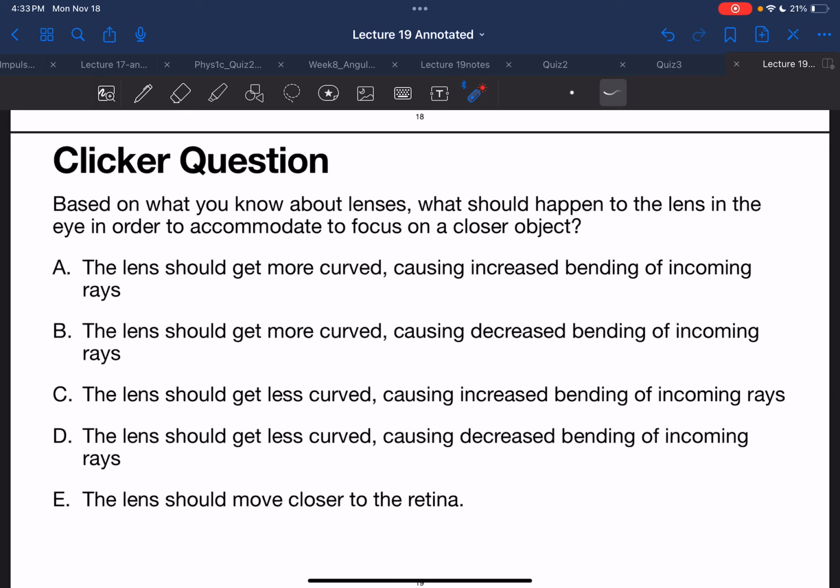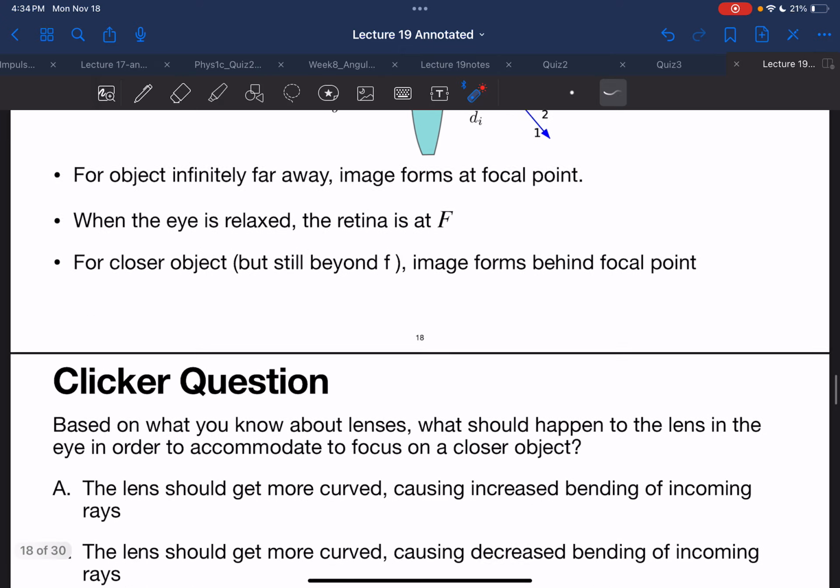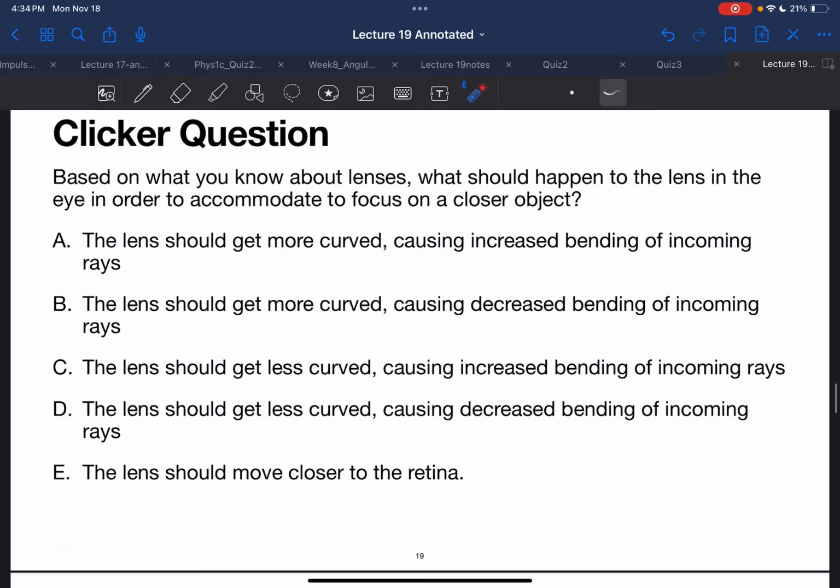Obviously we're not going to do it as a clicker question, but I want you to think through this. What needs to happen to the focal point, or what needs to happen to the rays that are being bent for an image that's forming back here, for that to move closer this way? Go ahead and think about that, pause the video, and once you've thought through it, we'll go through the answer.